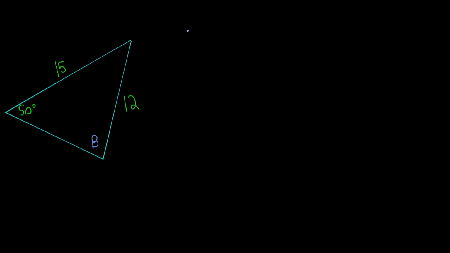Let's go through the following example. This time you can see that B is an unknown angle. So B is an unknown, and let's say that we have A as the others. Angle A is going to be 50 degrees. Side A, which is opposite to angle A, is going to be 12. And side B is going to be 15.